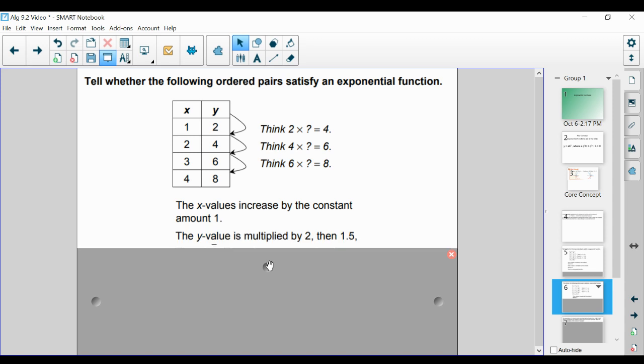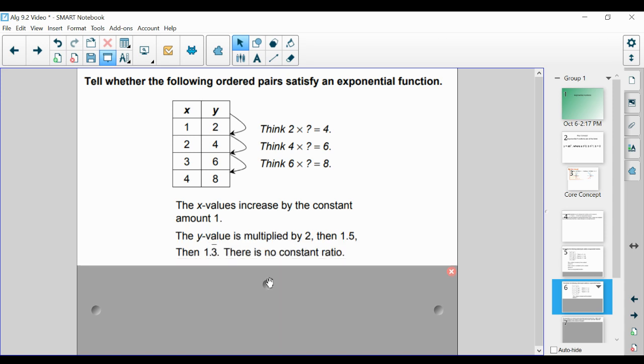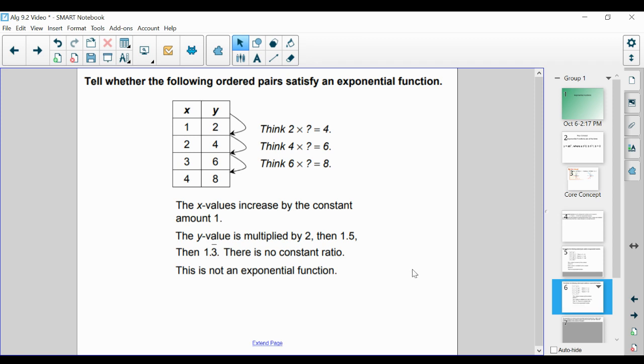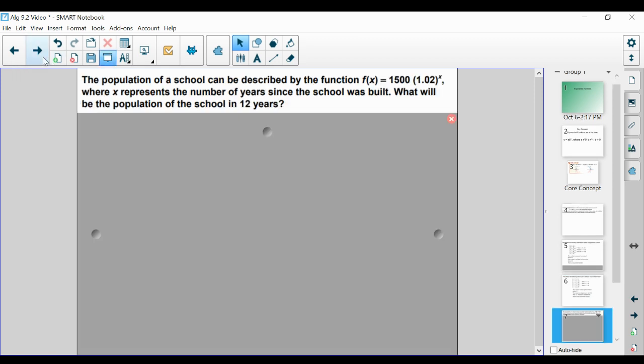But our y values are not constantly getting multiplied by the same number. 2 times 2 is 4, but 4 times 1.5 is 6, and 6 times 1 and a third is going to give us 8. So we don't have a constant ratio. So this would not classify as an exponential function because we are not multiplying by the same value of our y's.